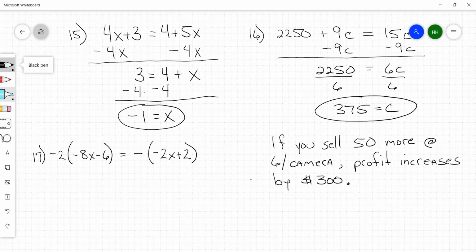All right, so this is distributive property on both sides. -2 times -8x, that's 16x. And -2 times -6 is positive 12. Remember I said earlier that when that negative is outside the parentheses, it merely means a -1 is out here. So you got to distribute it. -1 times -2x is positive 2x. And -1 times positive 2 is -2.